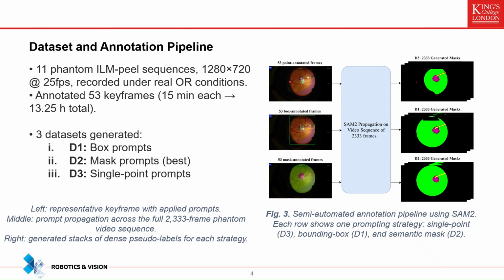The 3 prompting strategies generate 3 independent datasets: D1 using bounding boxes, D2 using manual masks, and D3 using single point inputs. Each annotated keyframe produces approximately 44 times more usable training labels through SAM2 propagation compared to manual labeling alone, enabling efficient dataset expansion while retaining accuracy.